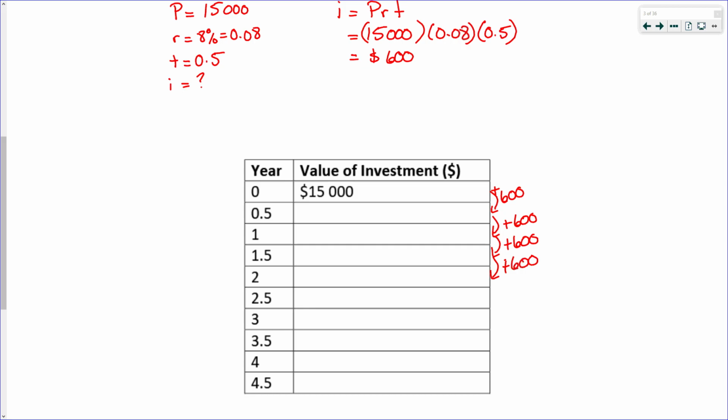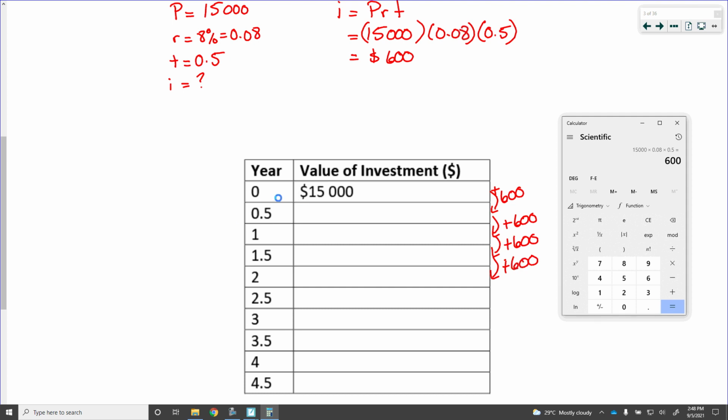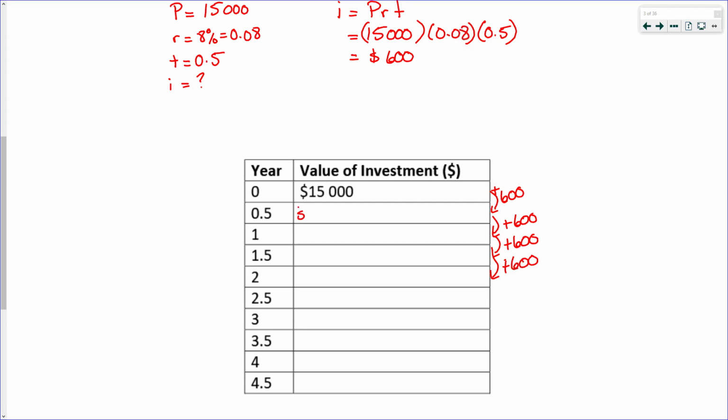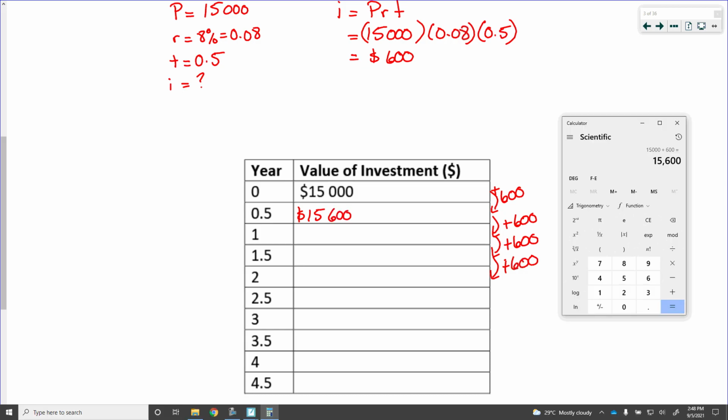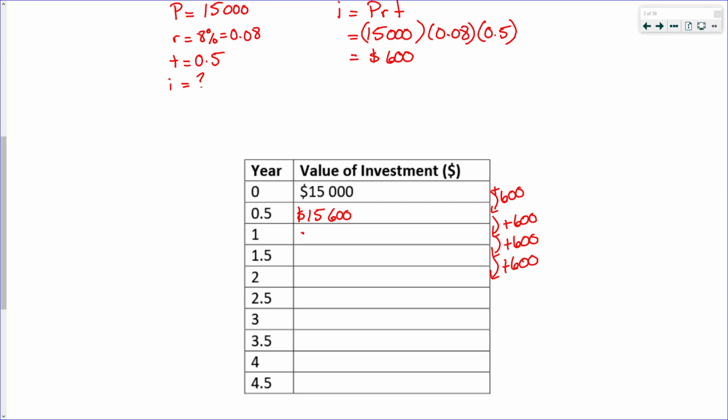So I don't actually have to do that formula each time. I already know that for my half year, I'm going to make that 600. So to go from year 0 to year 0.5, I'm going to start with my 15,000. And I'm going to add the 600 to it. So we're at 15,600. And then I'm going to add another 600 to it. So I'm at 16,200.